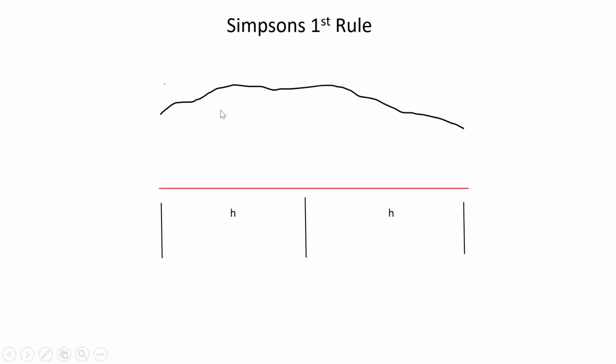Now I am going to talk about Simpson's rule for you. Let me consider a line and I am having a curve over it. To find the area under this curve, we are using Simpson's first rule. When can we use Simpson's first rule? When we are having equally spaced ordinates and the distance between the ordinates is h.